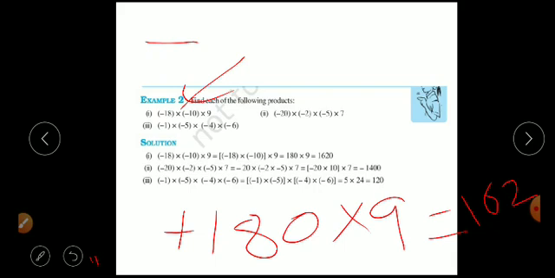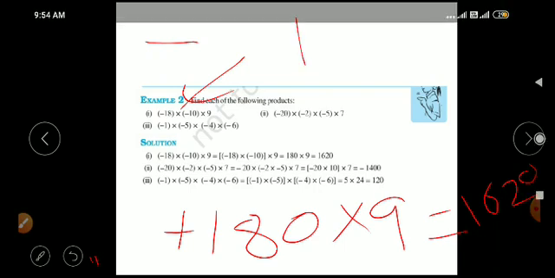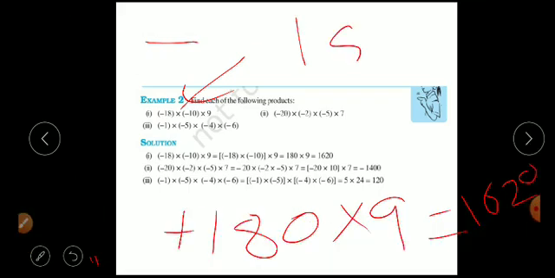Now 0 always comes here. You can solve it. I have solved it mentally, but you can solve it like this: 18 into 9.